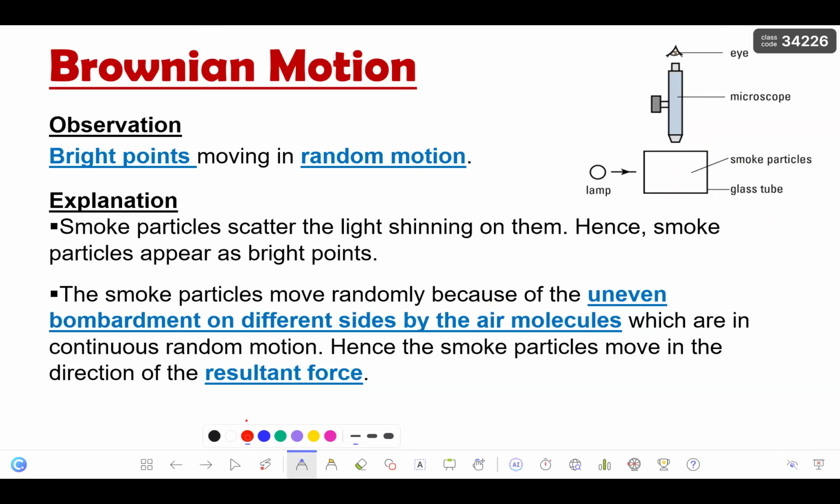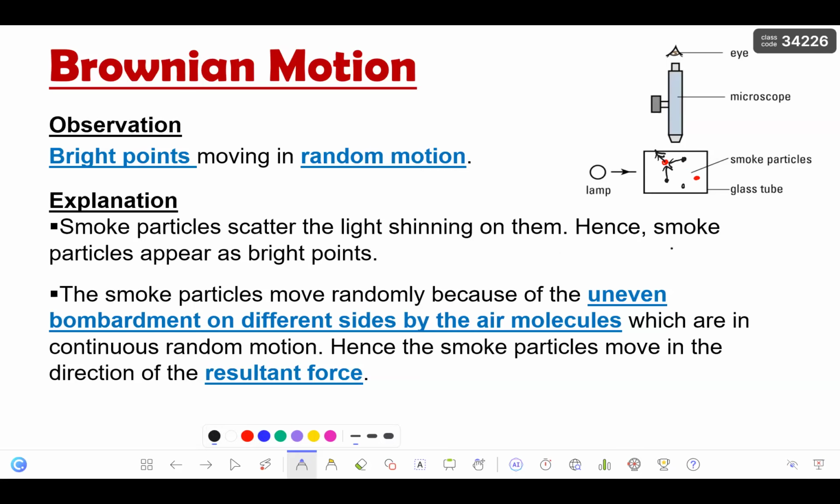Okay, so let's say the red ones are my smoke particles, and the black ones are my air particles. Okay, so my air particles might hit here at one instant, and then another air particle might also hit here, and then these smoke particles will move in the direction of the resultant force, which is here. Okay, the double arrow represents the resultant force.